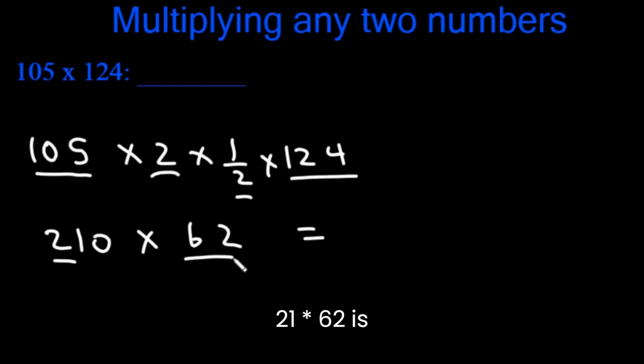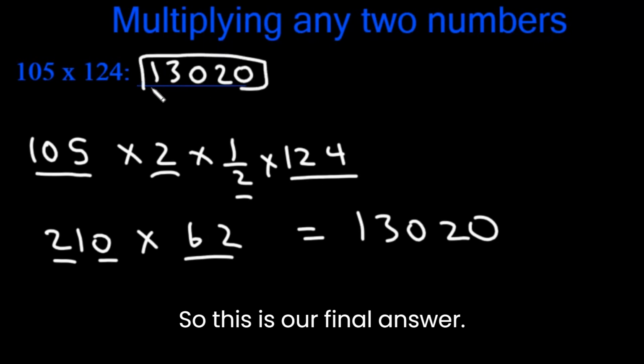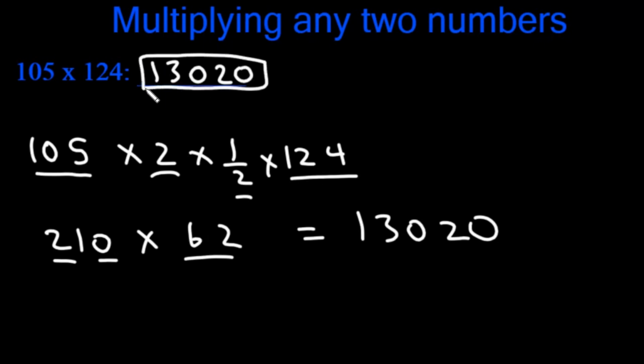21 times 62 is 1302. Now we can't forget about the 0. So our final answer is 13,020. Let's look at one final example.